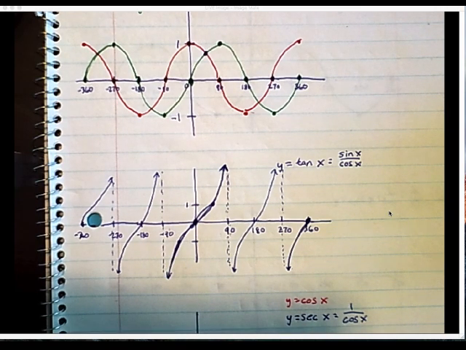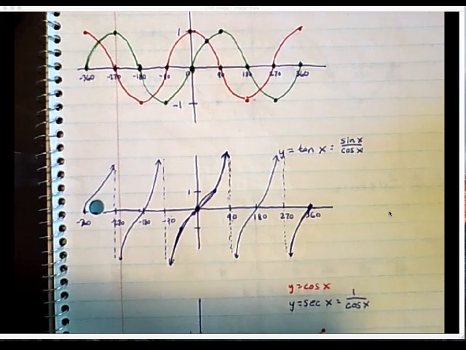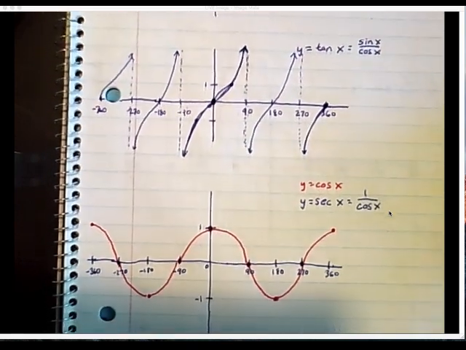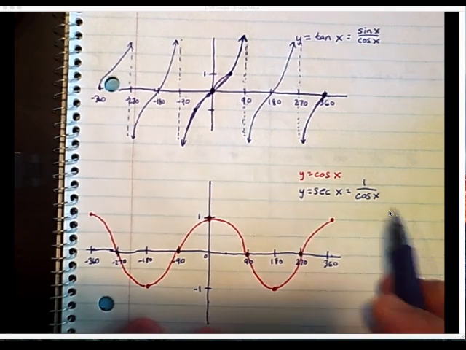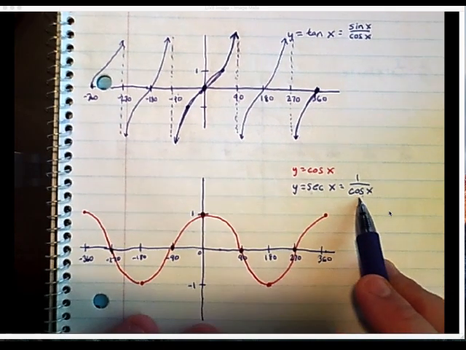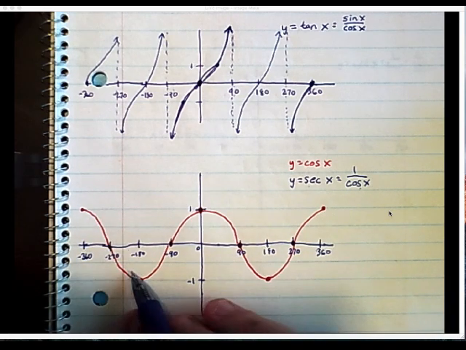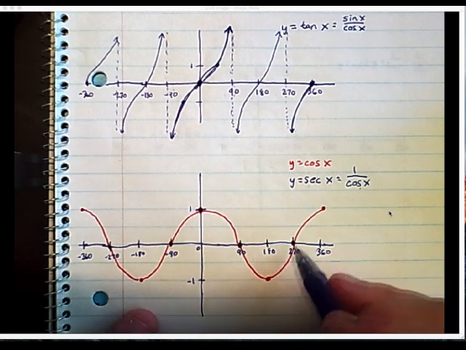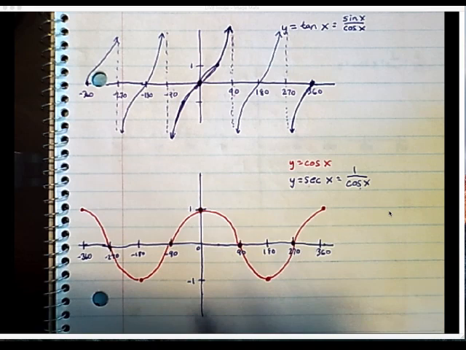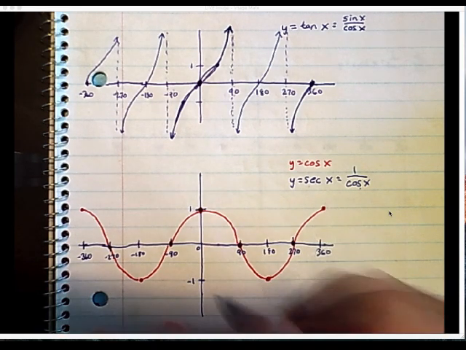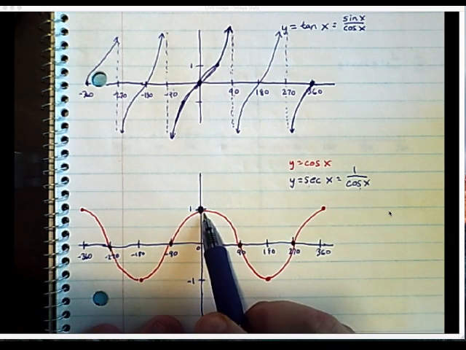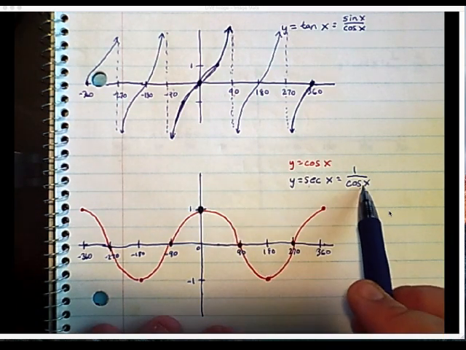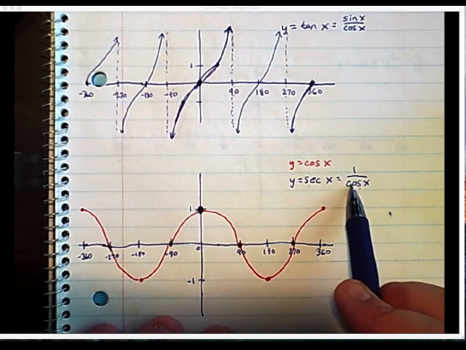Now, how do you draw a secant curve? Let's think about this. The secant is the reciprocal of the cosine. So what I did on this one, I drew in a cosine curve in red, just like I did in the first example. Now, at this exact value at 0 degrees, the cosine equals 1. So what would 1 divided by 1 be?